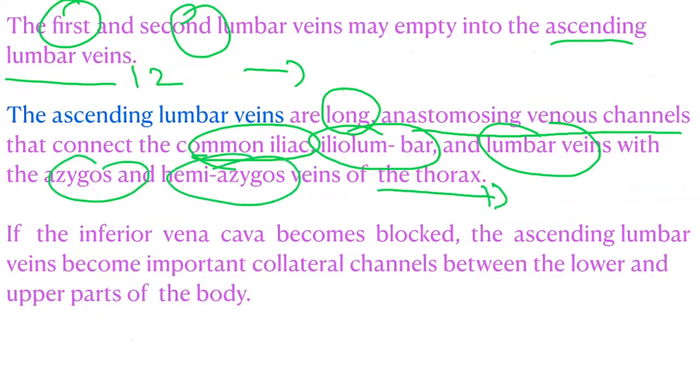So these connect the thorax to the pelvis, from the thorax to the iliac. The common iliac, iliolumbar, and lumbar veins pertain to the lumbar, pelvic, and abdominal supply, whereas the azygos and hemiazygos veins are from the thorax. So, if the inferior vena cava becomes blocked, the ascending lumbar veins become important collateral channels between the lower and upper parts of the body.